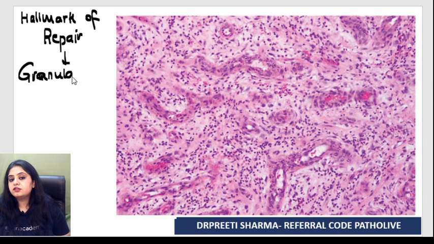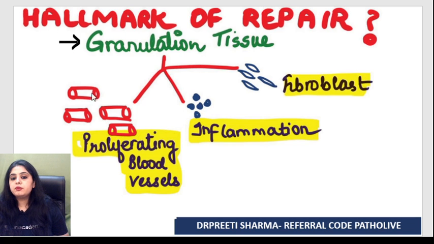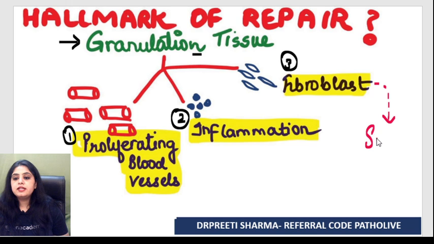The hallmark of repair is known as granulation tissue. And what is granulation tissue? First we'll do theory, okay? Granulation tissue is made up of 3 things. It's repair, so we need a lot of blood. It will have lots and lots of blood vessels. Number 2, it will have lots of inflammatory cells. And number 3, it will have lots of fibroblasts. Why fibroblasts? Because fibroblasts are the ones which will later on lay down collagen and form a scar.